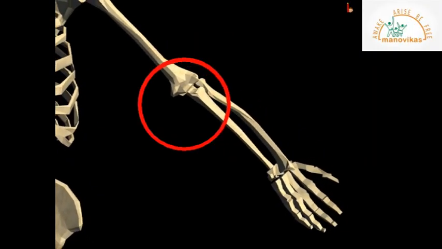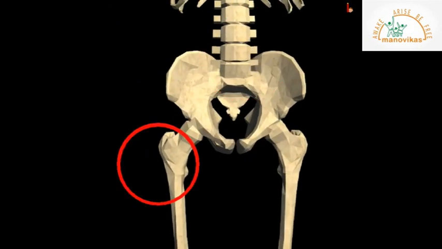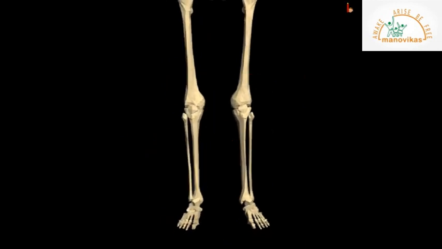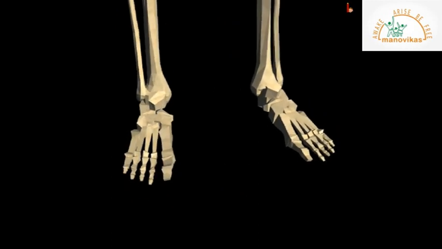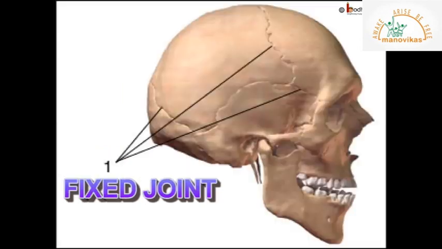The place where two or more bones are joined together is called a joint. We can bend our body around the joints. Example, knee, elbow, wrist, neck, etc. There are two kinds of joints, fixed and movable joints. Fixed joints, as the name suggests, are fixed and cannot move. The skull is an immovable joint.